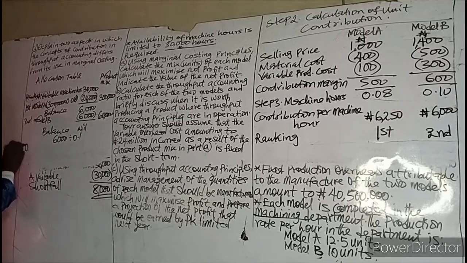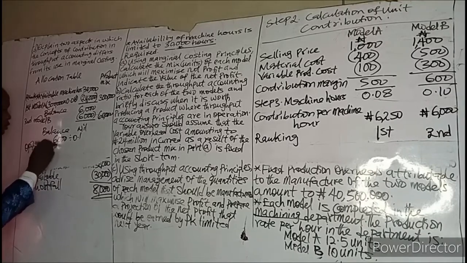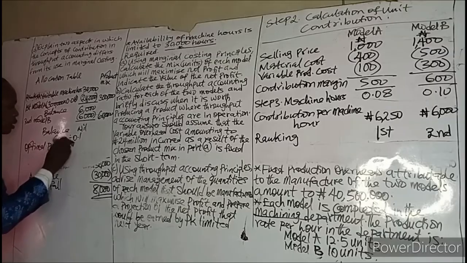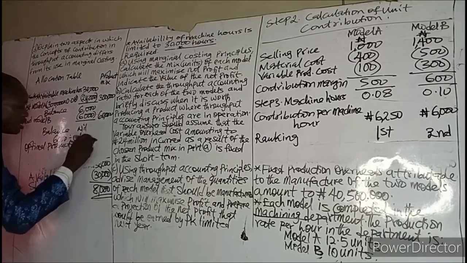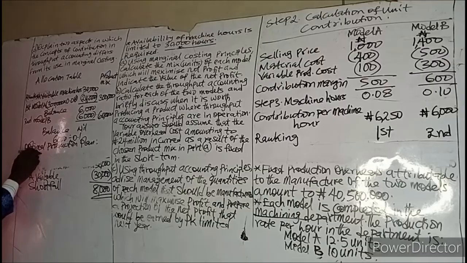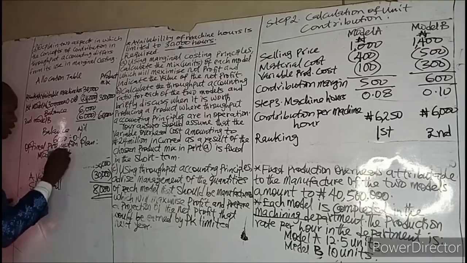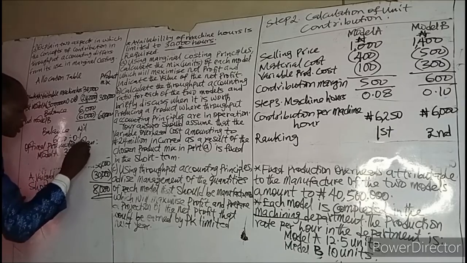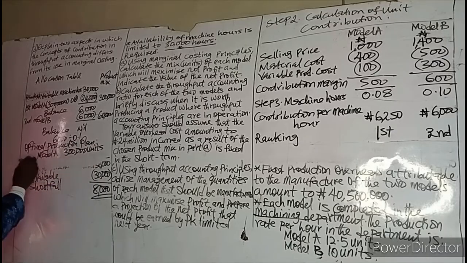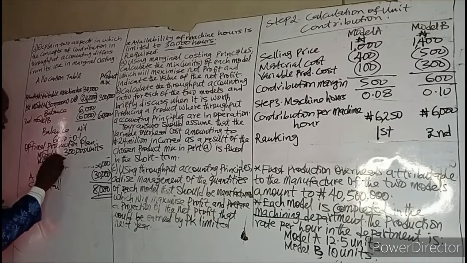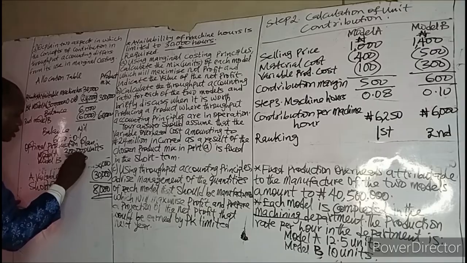Therefore, the optimal production plan will be model A, 300,000 units. Model B, 60,000 units.